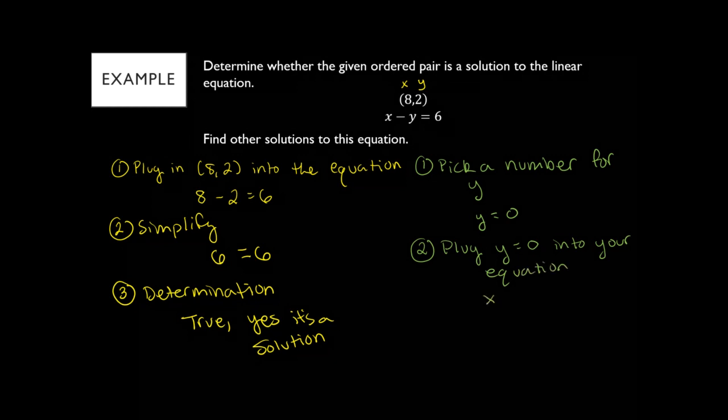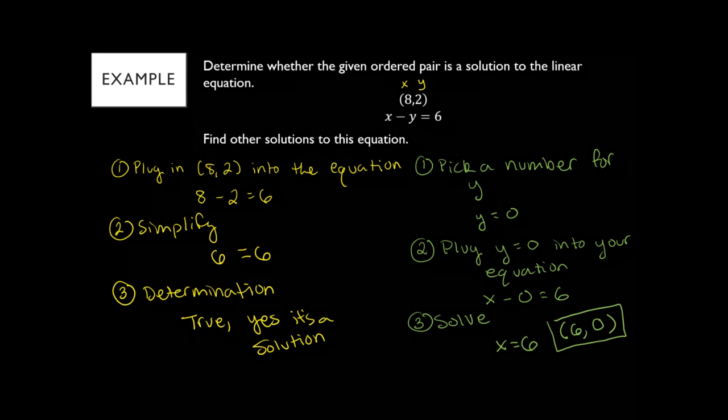So that gives us x minus 0 equals 6. And then we solve. So x minus 0 doesn't do anything, so we end up with x equals 6. And this gives us a second solution. We write it as an ordered pair, 6, and then our y value that we plugged in was 0. So we just found another solution to this equation.